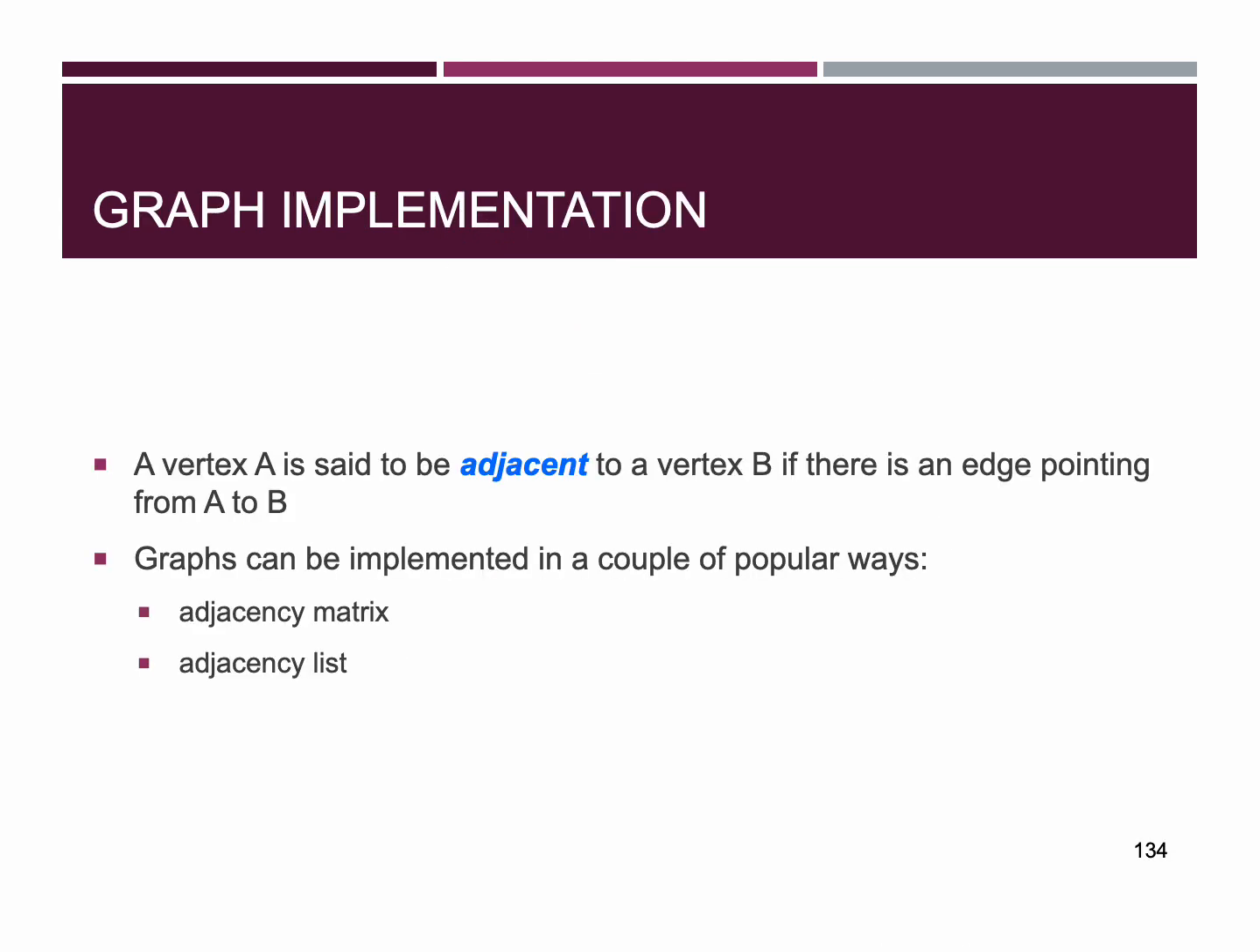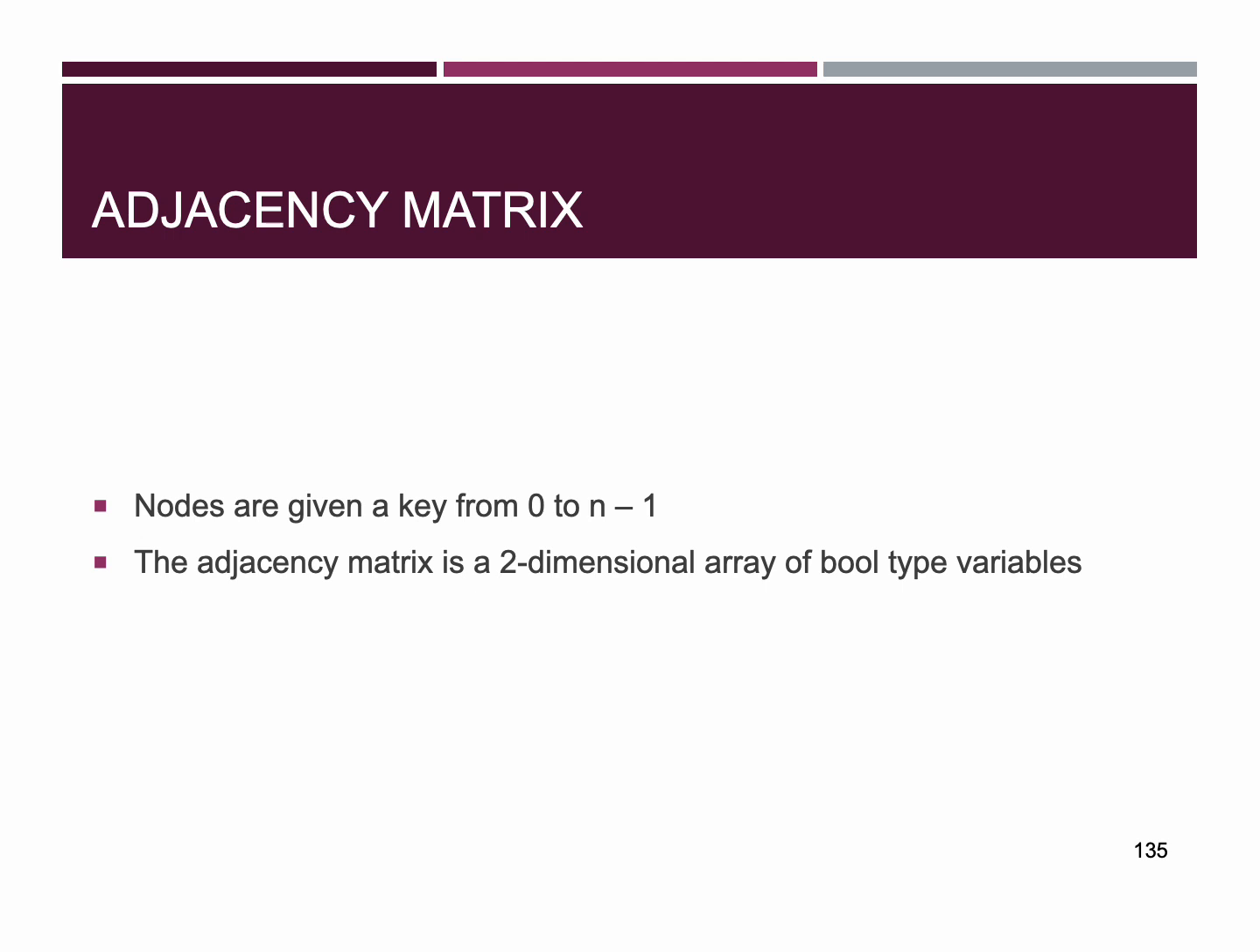Now a vertex A is said to be adjacent to a vertex B if there is an edge pointing from A to B. Graphs can be implemented in a couple of popular ways: first is the adjacency matrix, and the other is the adjacency list. We'll also see these examples. First is the adjacency matrix.